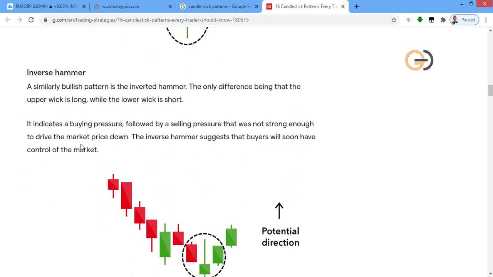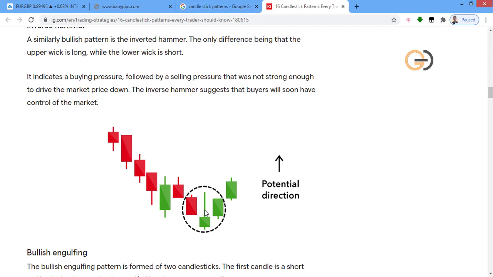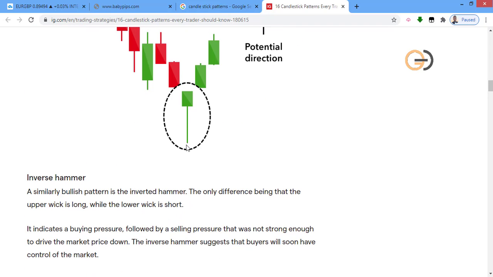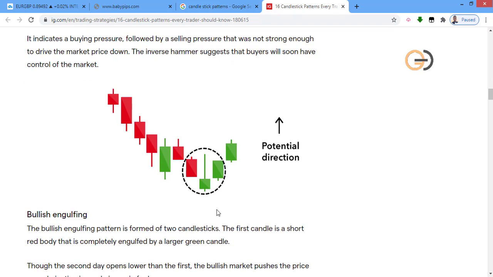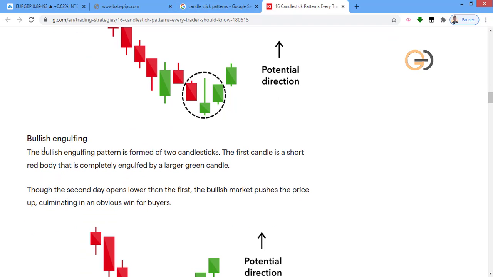Then you have the inverse hammer. This is the inverse hammer here. It's a replica of this, but it is inverted. So when you see this kind of price action, the way the candlesticks are behaving, it is a potential direction to the upside.